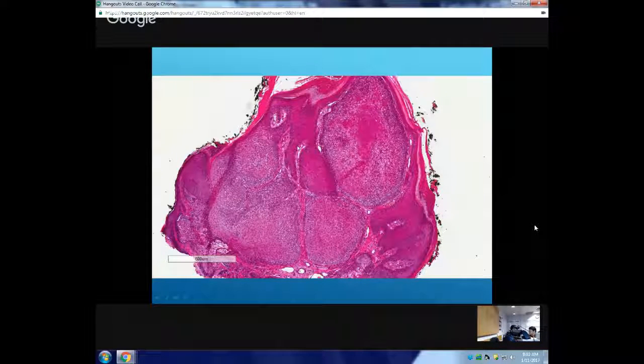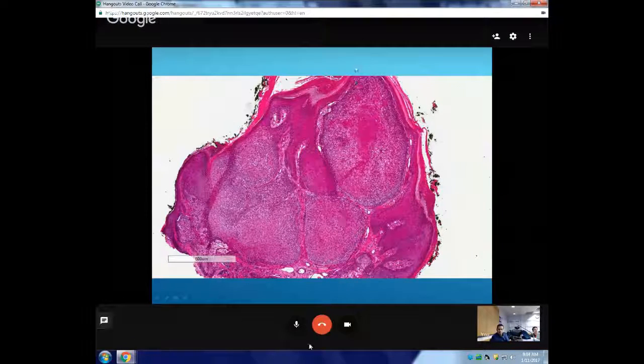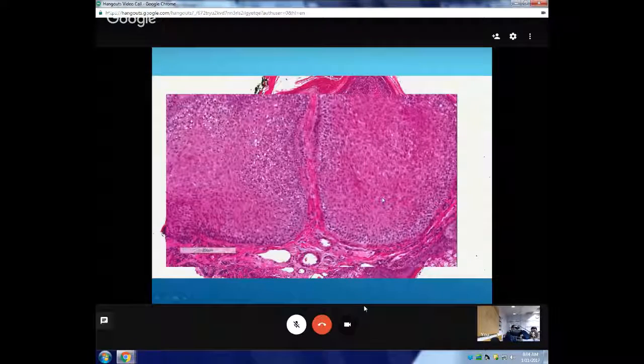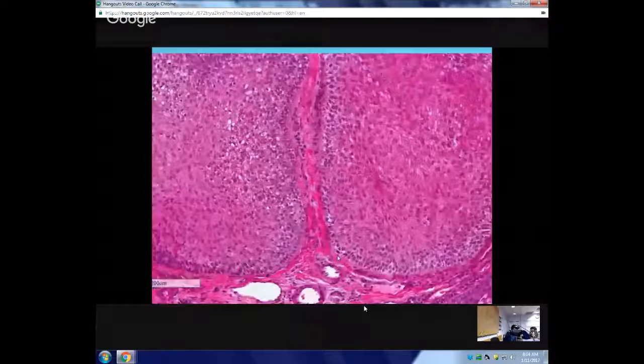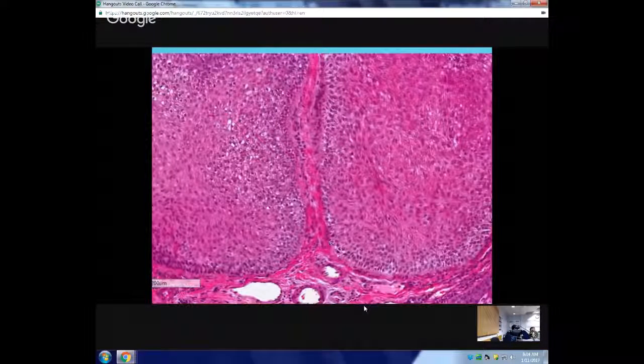So what are the features that we're talking about? A basal cell carcinoma is composed of basaloid cells. This is also composed of basaloid cells. A basal cell carcinoma will show peripheral palisading. This is also showing peripheral palisading. But in a basal cell carcinoma, the important feature is clefting around the palisade. You'll see a cleft that appears between the palisade and the fibrotic stroma. There is no clefting here. So that is one feature against basal cell carcinoma.